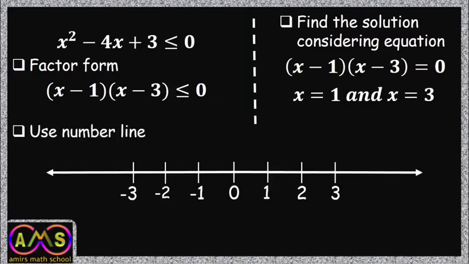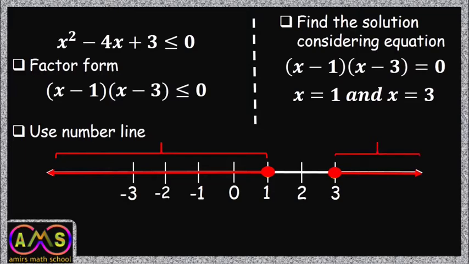Then use the number line, and in the number line just plot this solution x = 1 and x = 3. With x = 1 and 3, the number line is split into three parts, that is minus infinity to 1, 3 to plus infinity, and 1 to 3. First part, this one; second part, this one; third part, this one. There is minus infinity to 1, 1 to 3, and 3 to infinity.